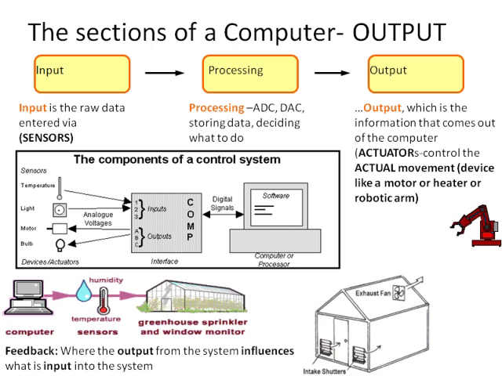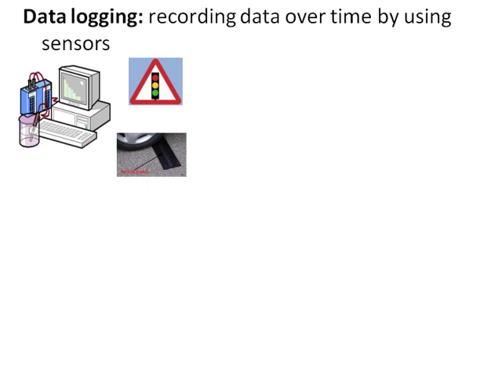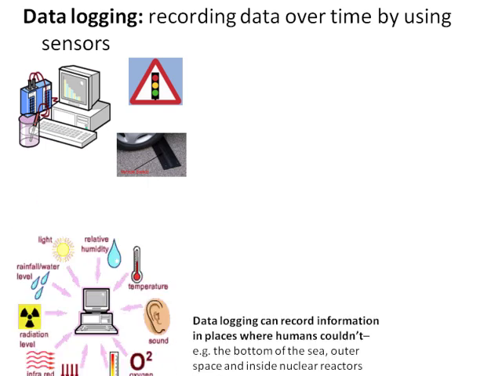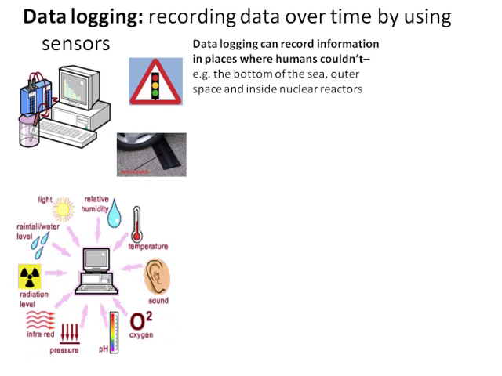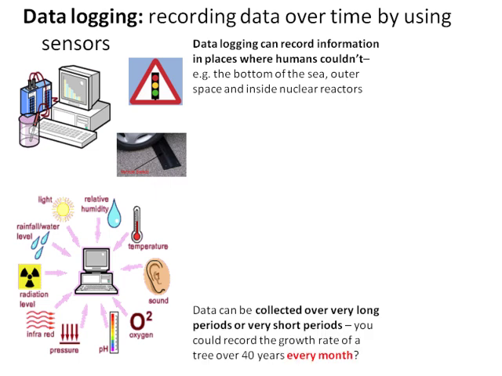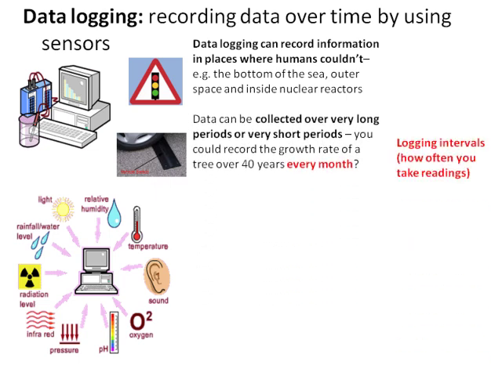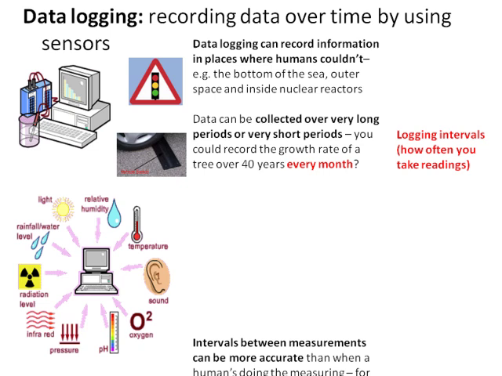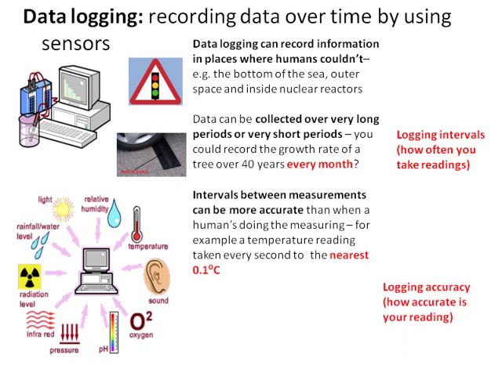In a second or two, we're going to look at data logging. Data logging is recording data over time using sensors. It has a lot of advantages. We'll look at a few of them. The first advantage is that data loggers can record information in places humans couldn't. So it can record at the bottom of the sea, and it could record inside nuclear reactors.